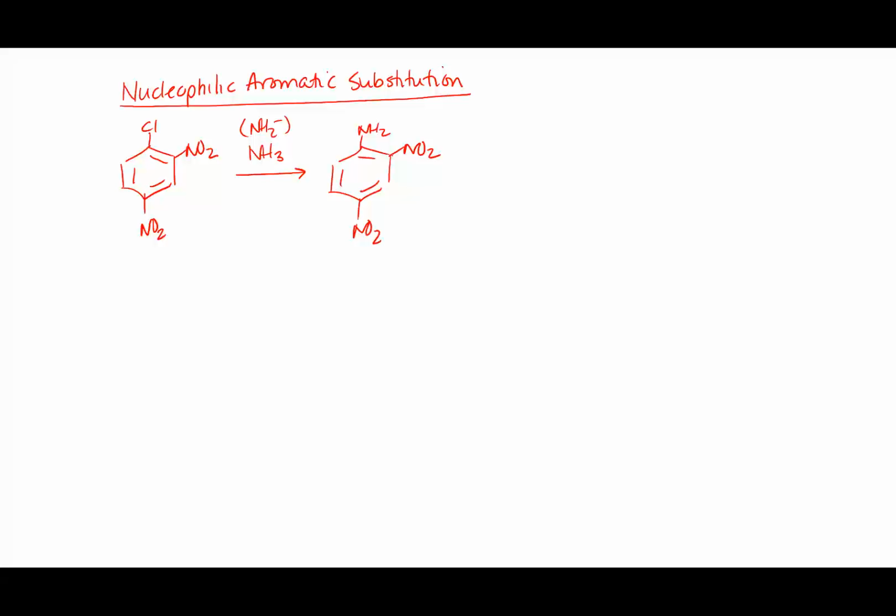So for nucleophilic substitution, having nitro groups or having electron withdrawing groups at the ortho and para positions activates the ring. So this is an activated ring because it's got electron withdrawing groups at the ortho and para position. So this is one reaction. I could also, for instance, take this molecule and react it with at least 2 sodium hydroxides and end up substituting the Cl for an OH.